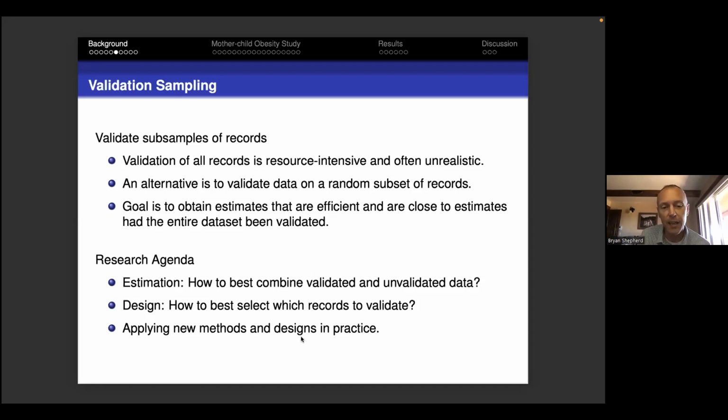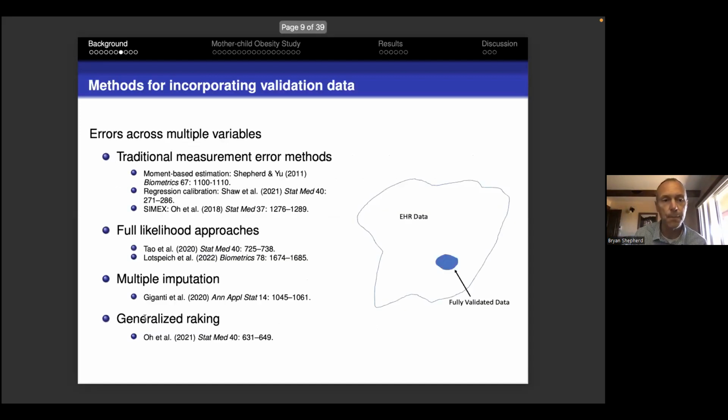And so this talk is going to go over a lot about the application in practice, but I want to give you just a little bit of a sense of what we've been doing for estimation and design, these first two components, before we get into the application. The basic idea is here in this picture on the right. We have electronic health record data on a large patient population, and we validate it for a small subsample. And we want to somehow combine this data with the larger data to get estimates that are unbiased, but are also more efficient than if we just analyzed the fully validated data itself.